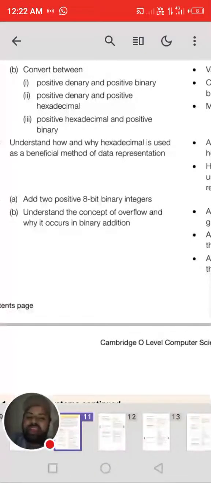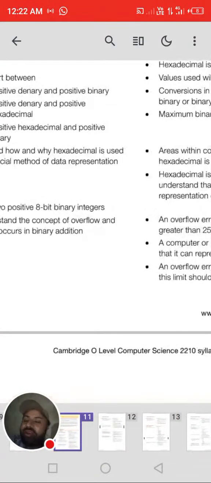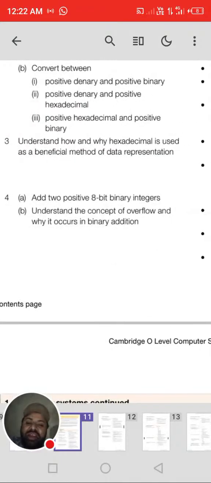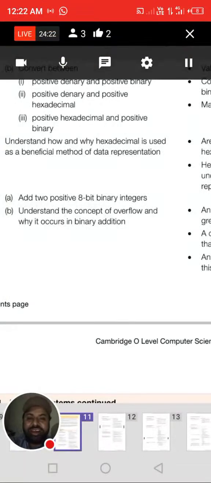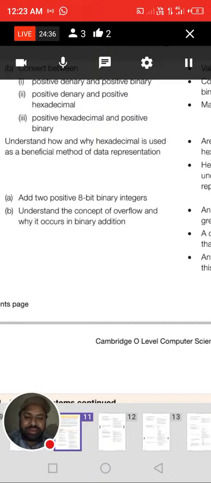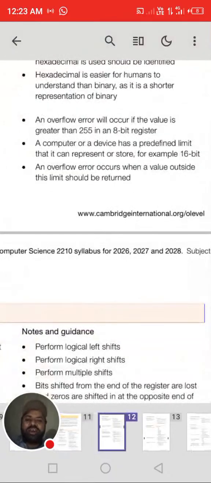Add two positive 8-bit binary integers. Understand the concept of overflow and why it occurs in binary addition. What is overflow? Just like pouring water into a glass and it pours out, that's overflow. Similarly, with your bits, if a carry goes beyond the available bits, it is called overflow. How bits are shifted from left to right and right to left is another concept we will discuss in detail.